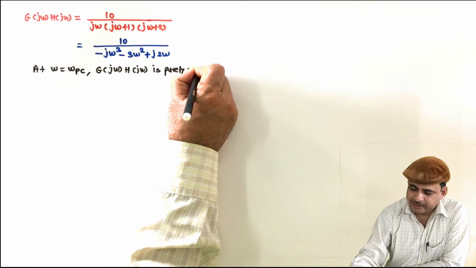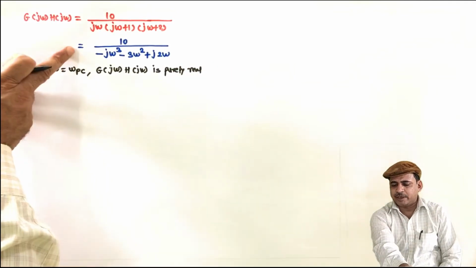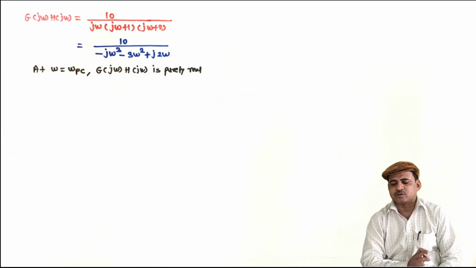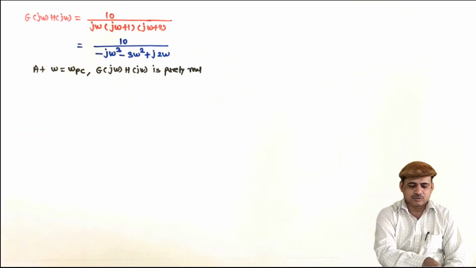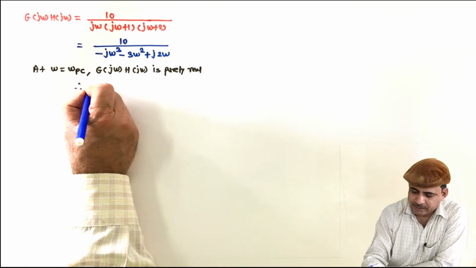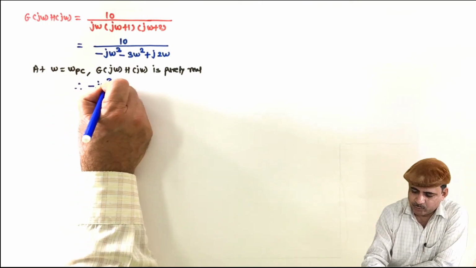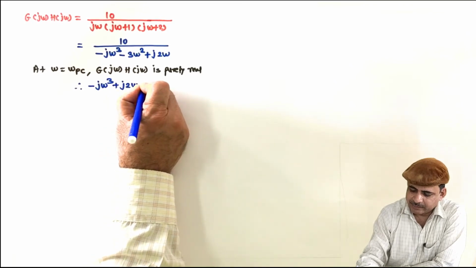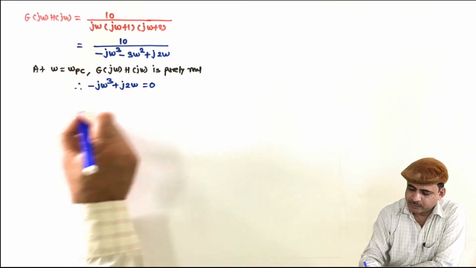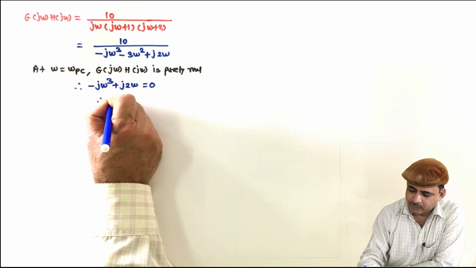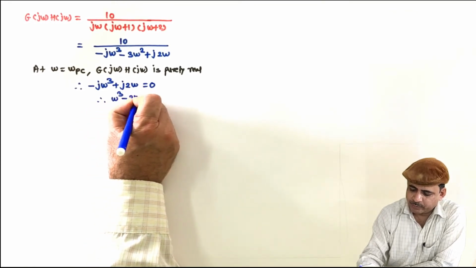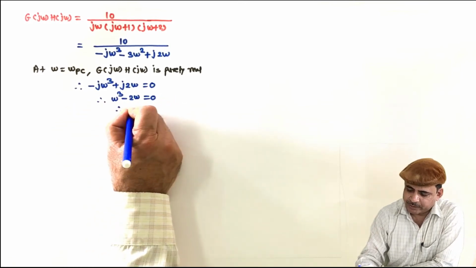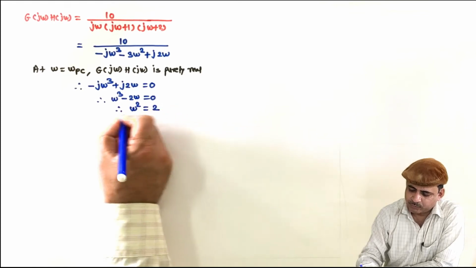It doesn't contain any imaginary part. Now here, if you look at this function, the numerator is real. So for the entire function to be real, the denominator also must be real. And so this minus j omega cube plus j omega is equal to 0, and so omega cube minus 2 omega is equal to 0. Taking omega common, I get omega square is equal to 2.